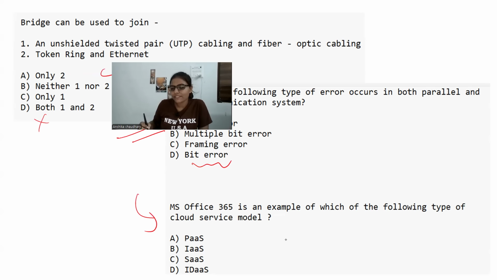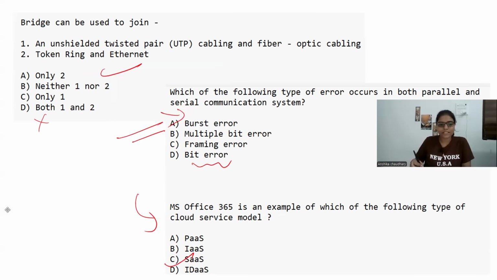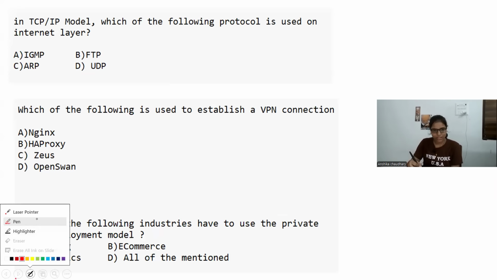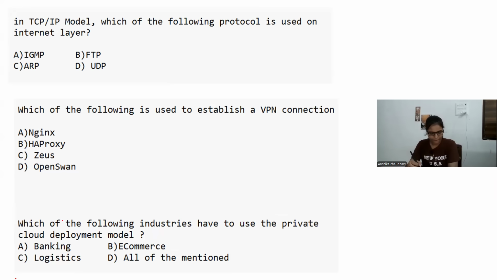MS Office 365 is an example of which of the following cloud service models? Simple, SaaS, because it provides the services as software. Have a look at the next question. In the TCP/IP model, which of the following protocols is used on the internet layer? On the internet layer, there is the ARP protocol, that is Address Resolution Protocol, which maps a logical address to a MAC address. Have a look at the next question.